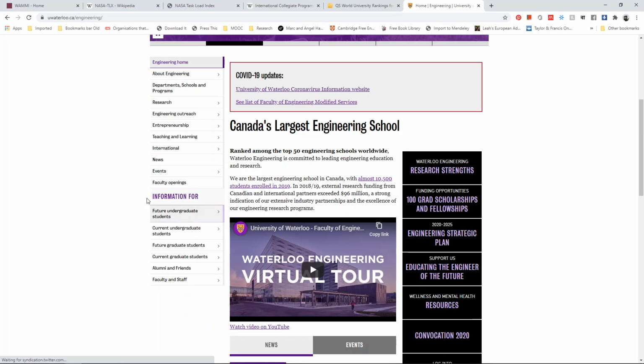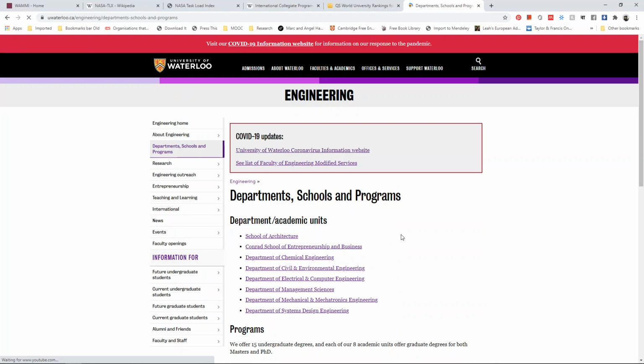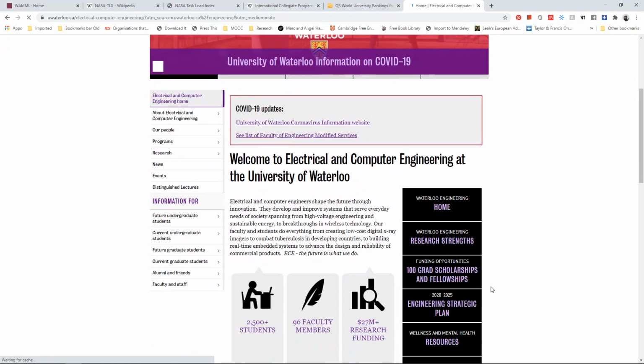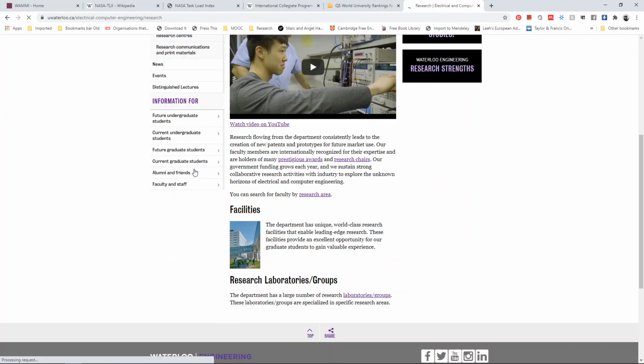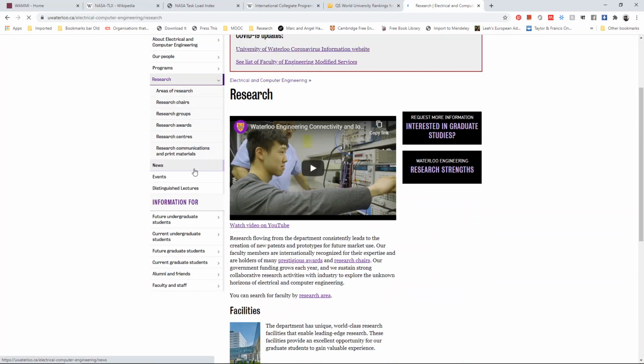Okay, so department. If I'm from computer engineering, computer science. Okay, so here we have the Department of Electrical and Computer Engineering. So let's go there and research. Okay, what are the research that you're doing? You can look into that, but hey, this is not computer science. I was looking for basically computer science.